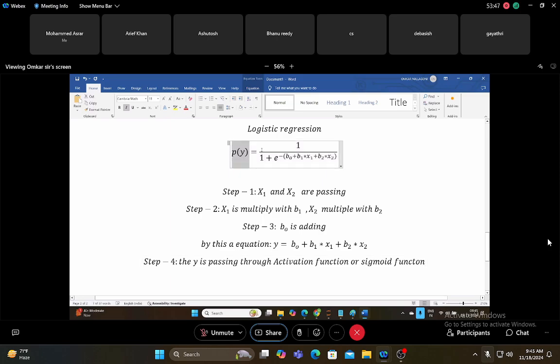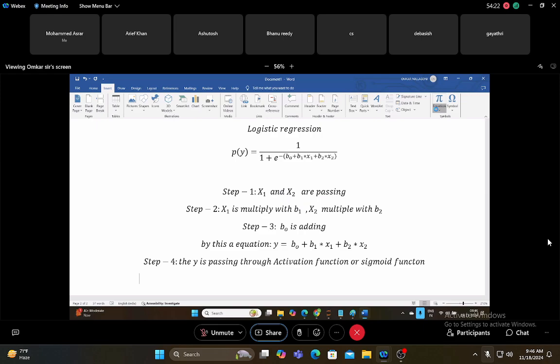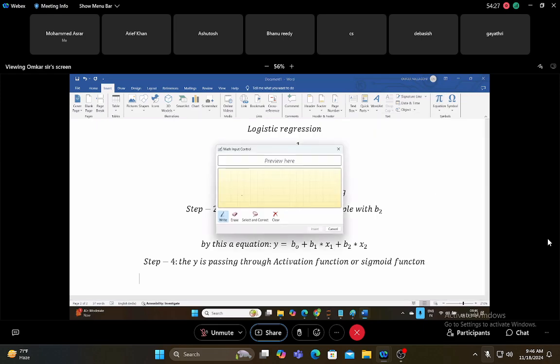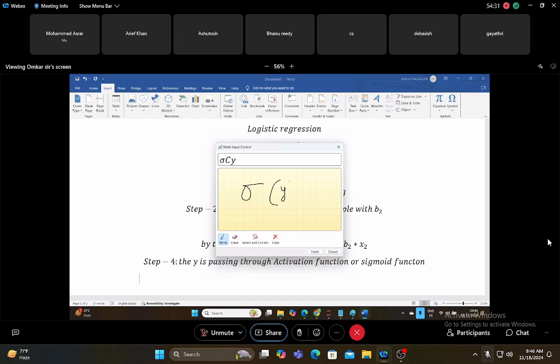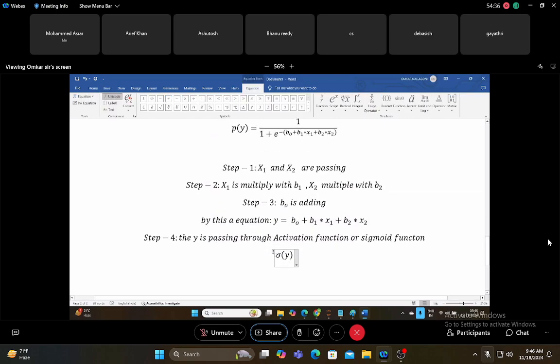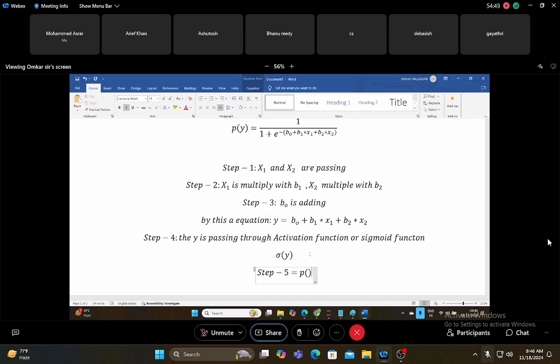In order to get the P of y, you are seeing this main formula, right? This formula is not happening directly. 4 steps are there. First step: X1, X2 coming, while coming, multiplying with beta 1 and beta 2. And one more coming, beta naught. All three combined together give Y. And that y is passing through sigmoid, sigma of y. This is how the model is forming. We are getting the sigma of y, and this is giving P of y. So step 5, finally we are getting P of y as output.